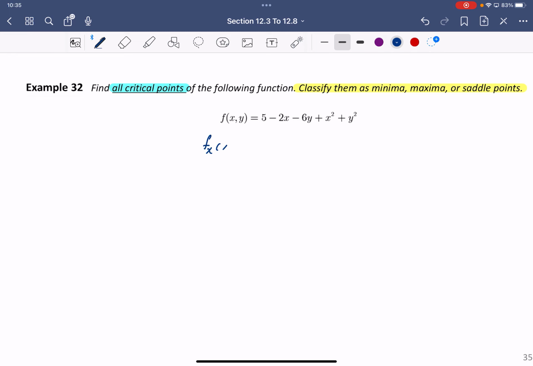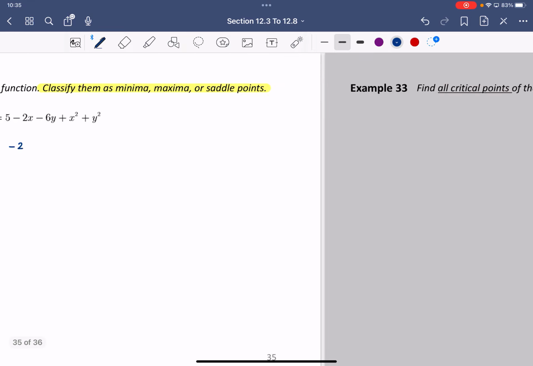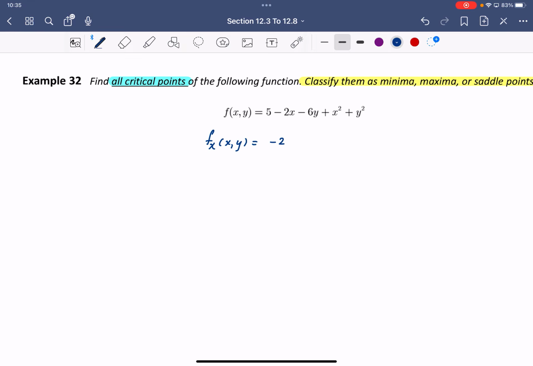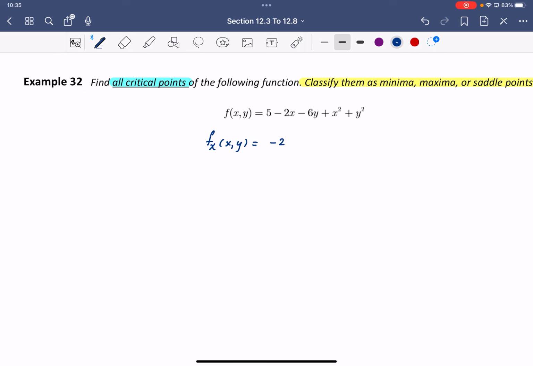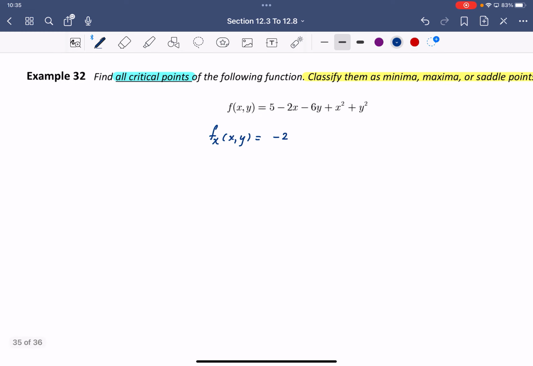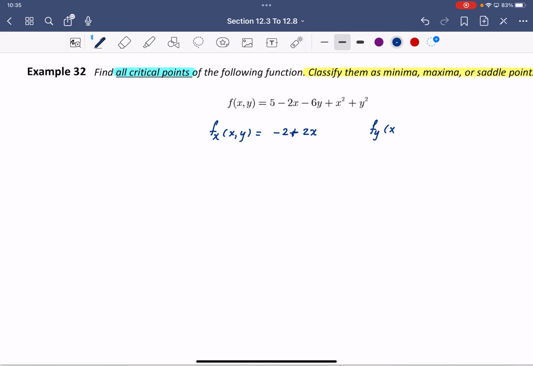Differentiate with respect to x. So you get minus 2. This is actually an easy one, both of them. But let's see. Negative 2 plus 2x. Okay, this is the first derivative. And then let's do y first, and then we do the second derivative. fy here, you're going to get minus 6 plus 2y.